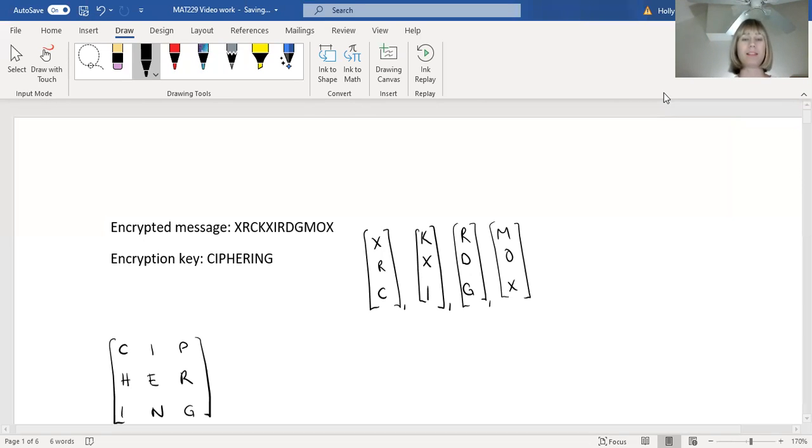Hello, my name is Holly Batchelder, and today we'll be talking about Project 1, how to decipher a Hill Cipher using Gauss-Jordan elimination and mod 26.